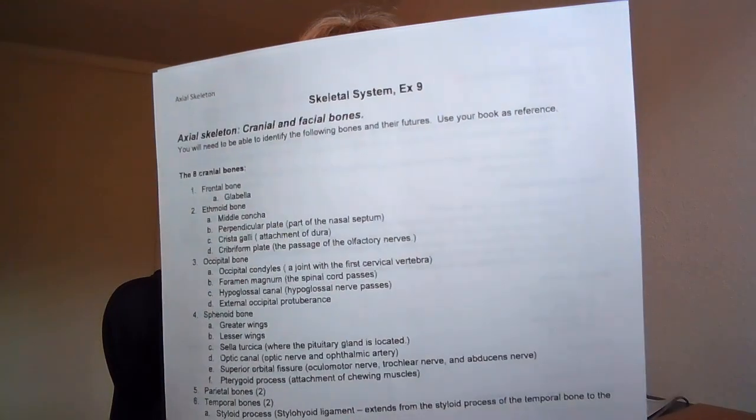When you log in on Canvas, you should find a list of all the bones and their features that you need to know for your lab exam. One list will be on the axial skeleton and another list will be on the appendicular skeleton. I'm planning to do this video pretty short because I will only show you all these bones and their features. And please make your free account on BioDigital, and instructions on how to do it are also on Canvas.